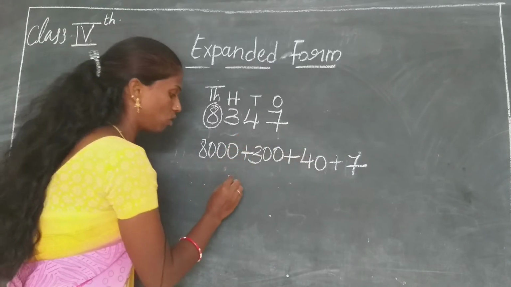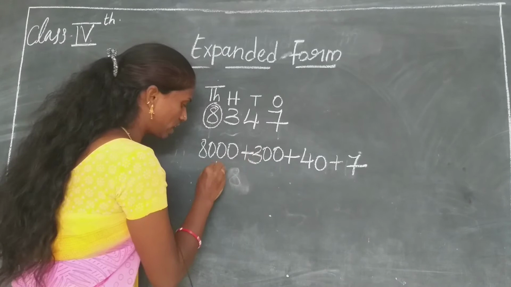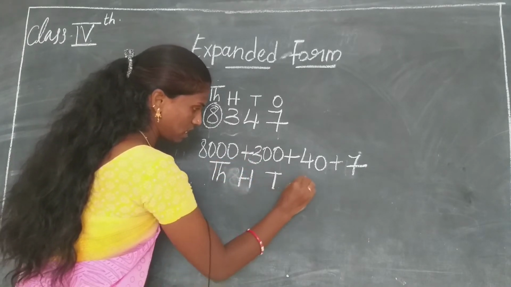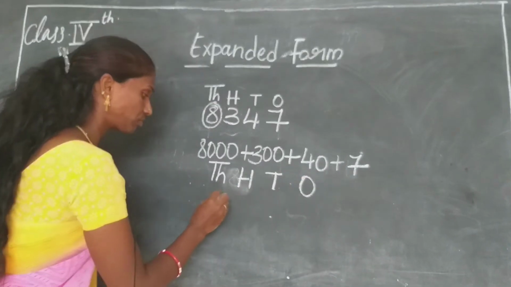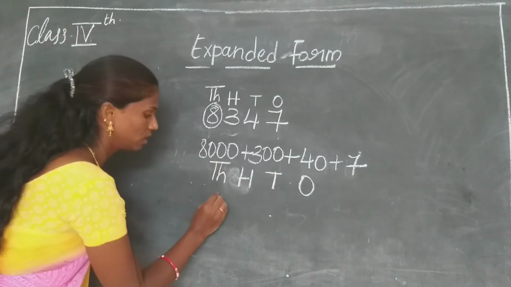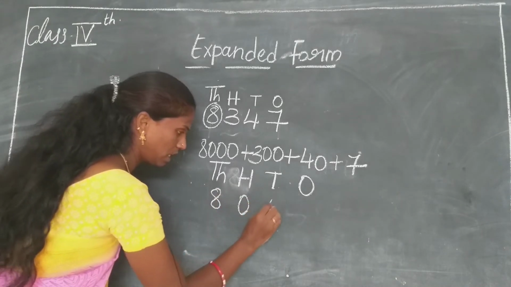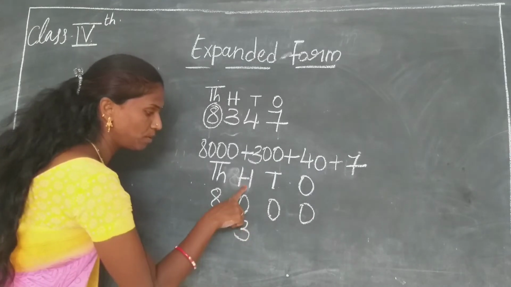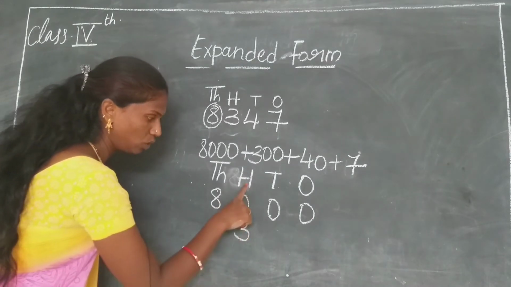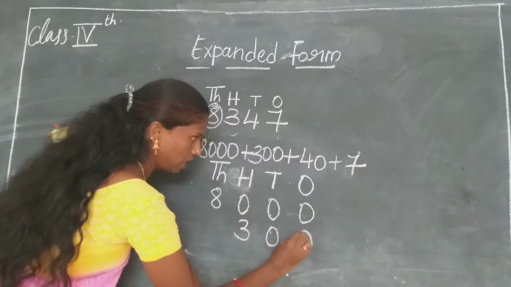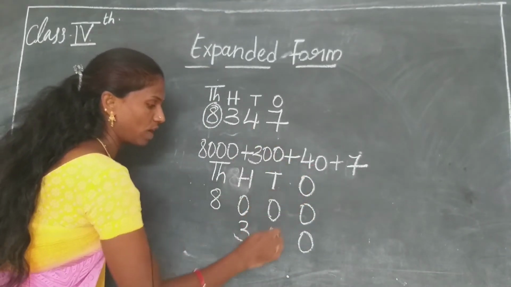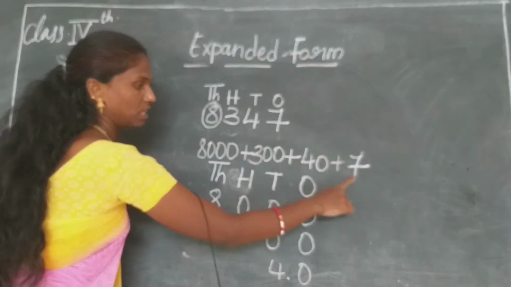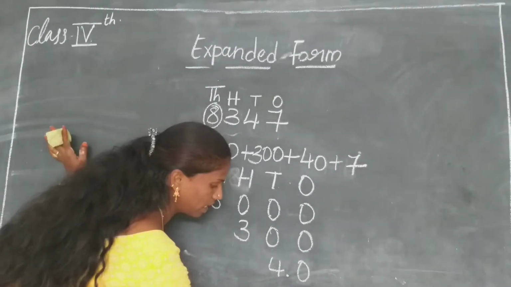Let us see how to add all these numbers. First we have to write the place values: thousands, hundreds, tens, ones. Now we will write all the numbers in vertical order. 8,000. 3 is in hundreds place, so we have to start from 3. 300. 4 is in tens place, so we have to start from tens. The last number is 7. 7 is in ones place, so we write it under ones.